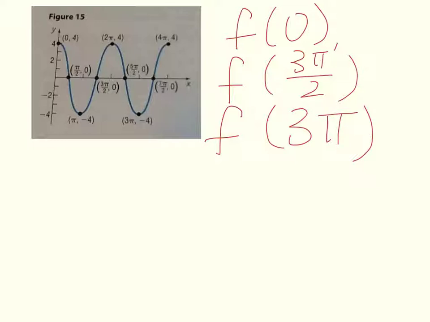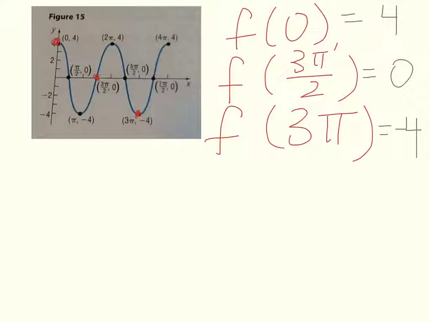So at f of 0, we're right here. At f of 3 pi over 2, we're right here. And at f of 3 pi, we are right here. So this means that f of 0 is 4, f of 3 pi over 2 is 0, and f of 3 pi is negative 4. Now those are just points, but what can they tell us about the graph?